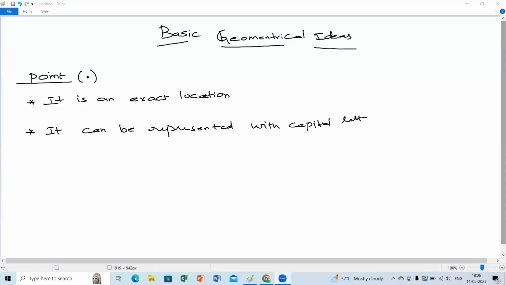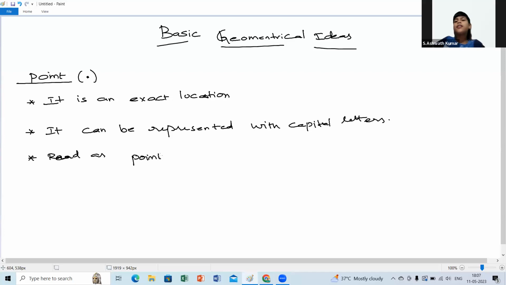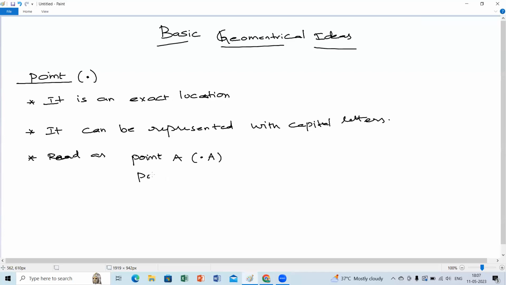Ma'am, the point represents a map. Yes, map point. Yes, it can be represented with capital letters. We can read this as point A, point B.